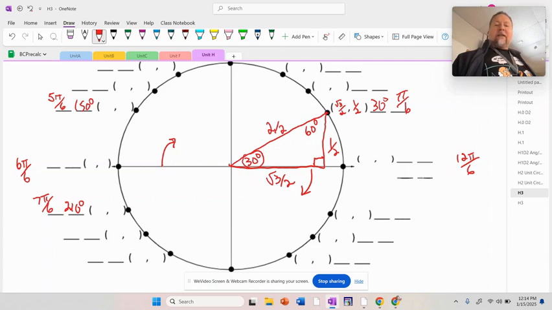That's 11 pi. I did the radian first. What about the degrees? Jump 30 degrees. That's 330. I heard someone whisper it. Those we'll do in red.